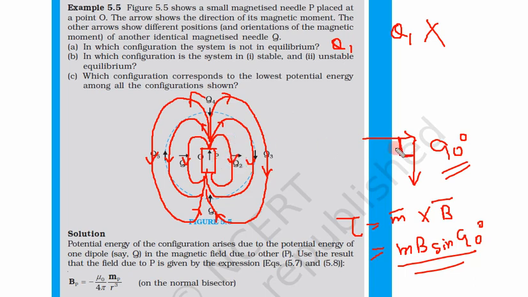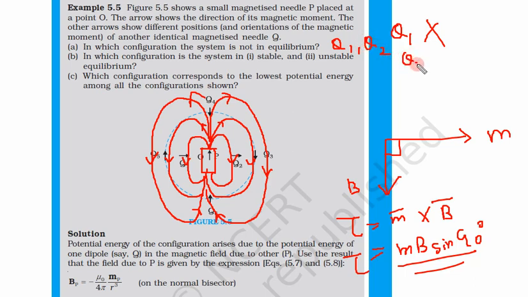Similarly at Q2. So what is the case for Q2? Q2 is pointing in this direction. Magnetic field is again in this direction. So M is in this direction, B is in this direction. Again 90 degree. We get a torque MB because sin 90 is 1. So Q2 is also not stable, because in both the cases we are getting some torque which will make it move. So these are not in equilibrium.